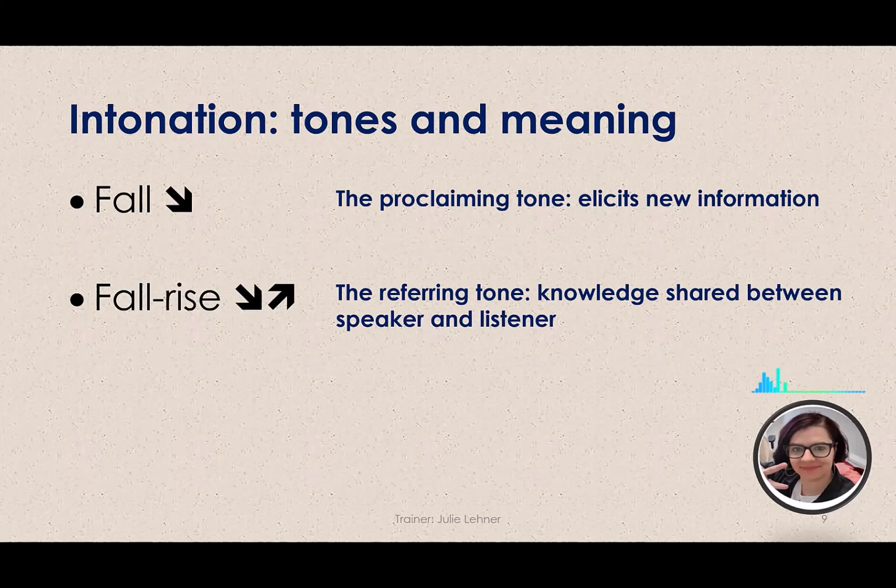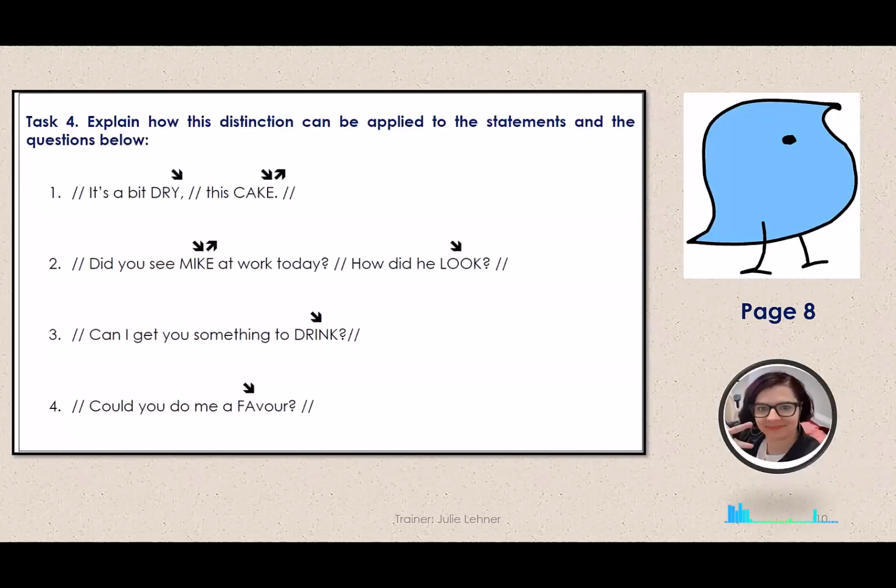Any stretch of discourse, whether it is written or spoken, is a carefully balanced interplay between new information and what we call given information. That's knowledge shared between speaker and listener, for example, in spoken discourse. The tones help us keep this balance between new information, using the proclaiming tone, and given information, using the referring tone. That's information that we already know, referring, versus information that is new or newly introduced, proclaiming. So now that we know this distinction, have a look at the statements and questions below.